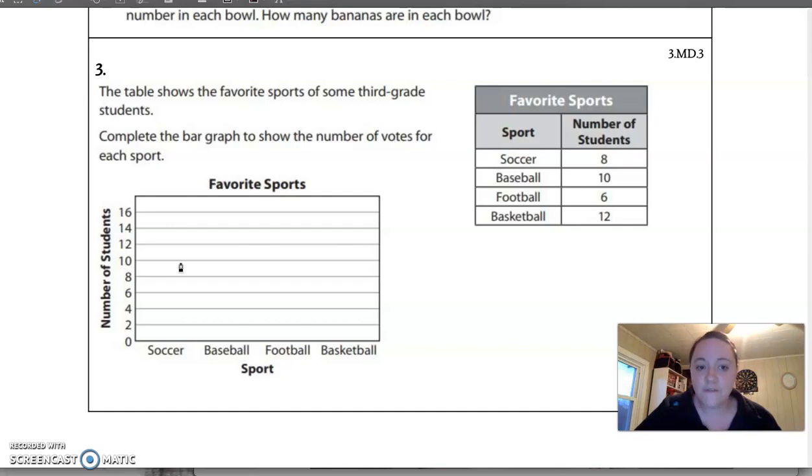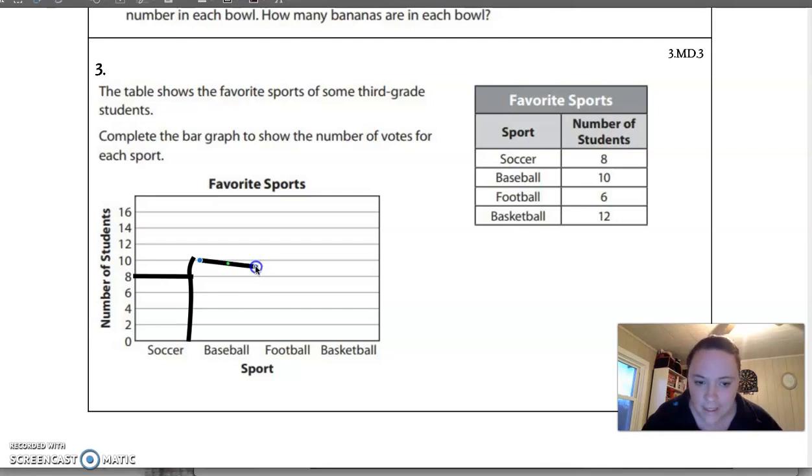The table shows the favorite sports of some of the 3rd grade. Complete the bar graph to show the number of votes for each sport. So we know soccer has 8. So here's soccer, here's 8. So I'm going to draw my line all the way down. I got to extend it here. Baseball is 10. And then I got to find it here.